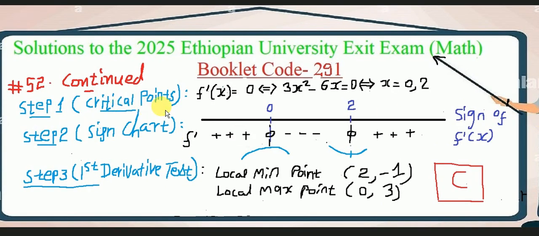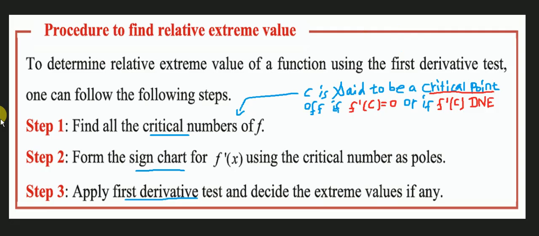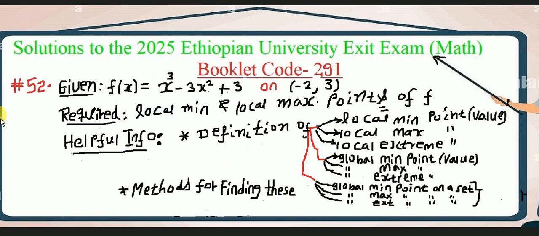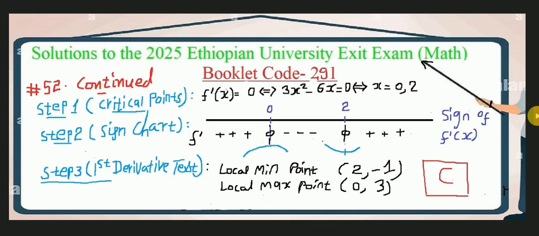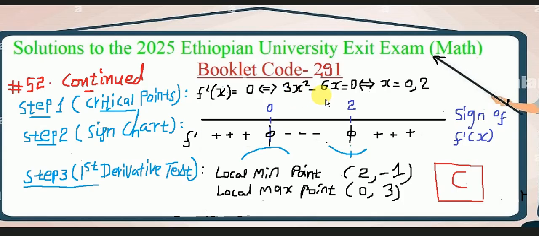First we have to find critical numbers or points, that means points where the derivative becomes 0 or does not exist. In our case the derivative always exists, because if we differentiate the given function, the derivative is defined everywhere. The given function is this; when we differentiate it we get 3x squared minus 6x, and for every x this is defined. The derivative 3x squared minus 6x is defined at every x, so it does not fail to exist.